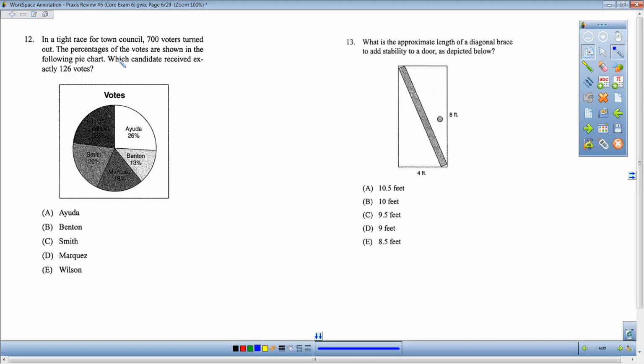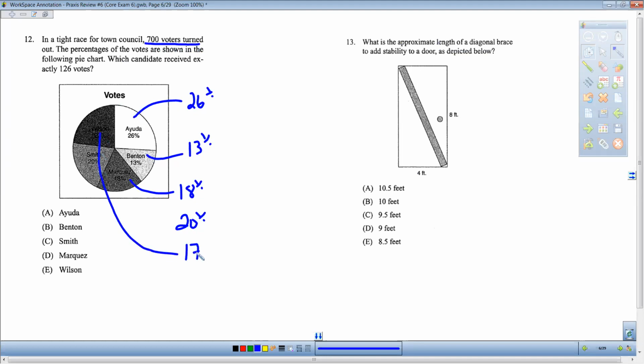Number 12, when you read through everything, you see you've got 700 voters, and you've got the percentages of voters, okay? So you've got 26% here. And you got 13% here. These are hard to read. They didn't copy as well. This one's going to be 18% and 20%. And this one is 17%.